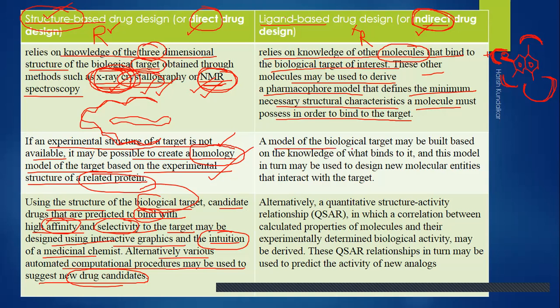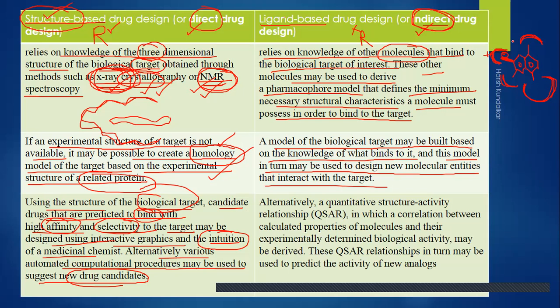So, a model of the biological target may be built based on the knowledge of what binds to it, and this model in turn may be used to design new molecular entities that interact with the target. So here in this example, what did we do? We took naphthalene-based molecules, those molecules which have naphthalene in their structure, which are closely related to each other, and then we tried to find out in which pocket electron donating, electron withdrawing, bulky and charged groups are binding.